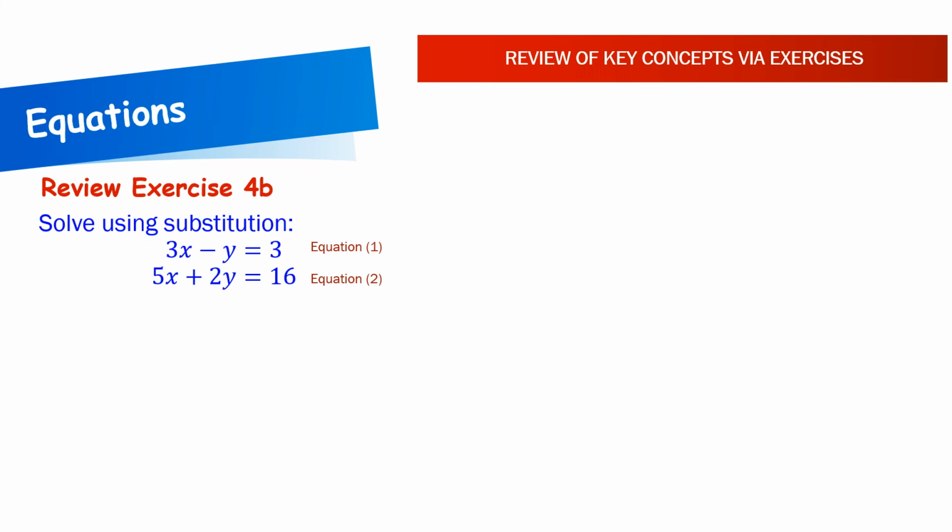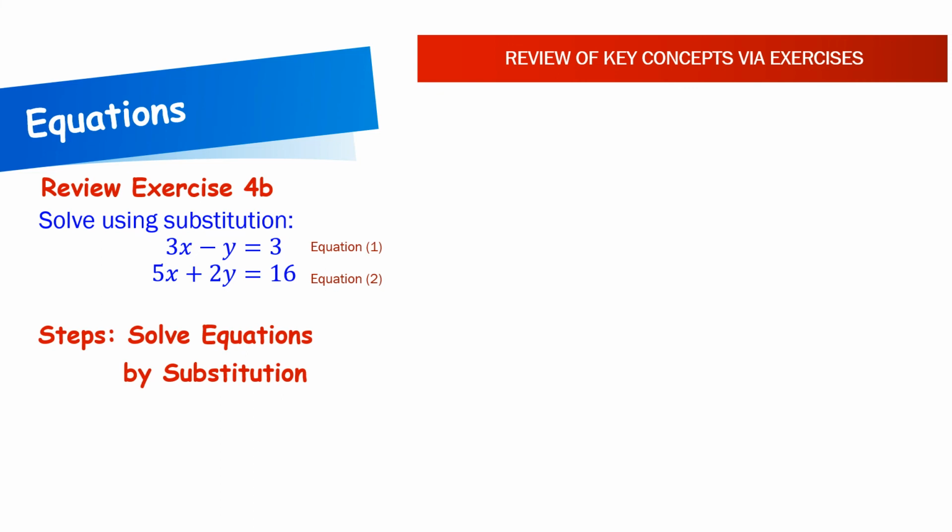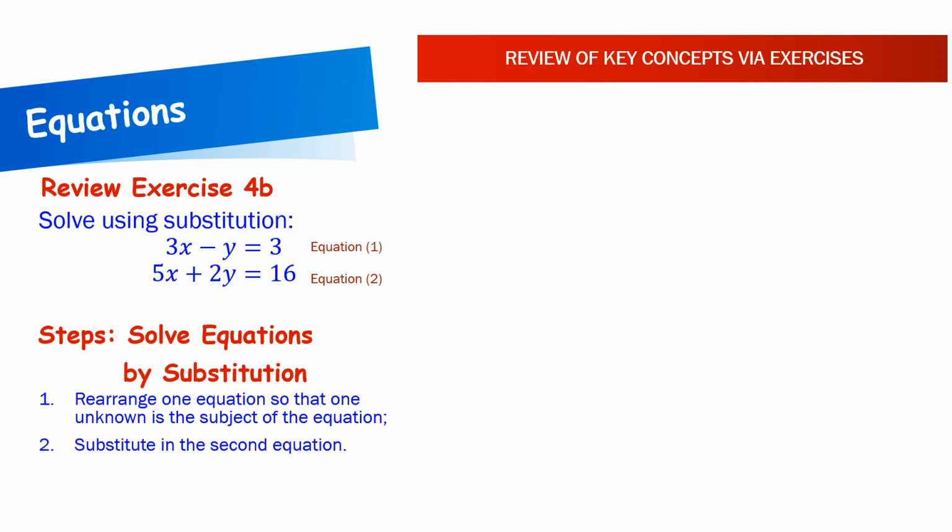Now let's have a go at review exercise 4b. This time we're required to solve the two equations using substitution. So what are the steps required? First, rearrange one equation so that one unknown is the subject of the equation. Next, substitute in the second equation. Then substitute to find the second unknown. And finally, check by substituting the x and y values in the equations.